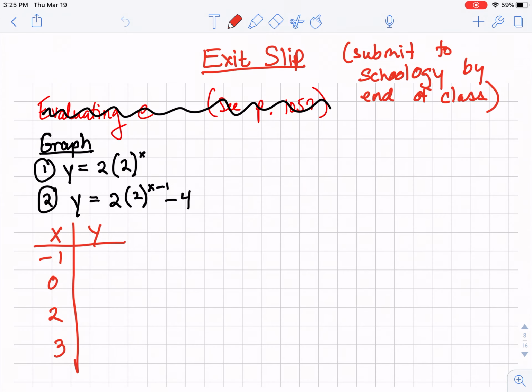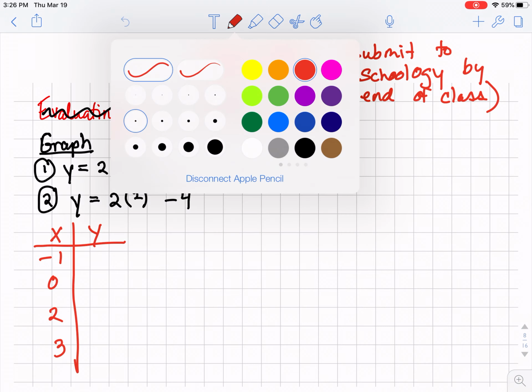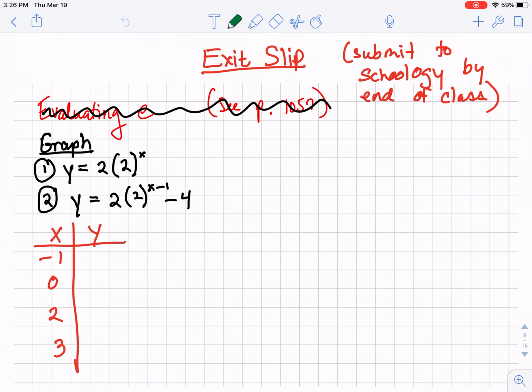Hi guys. All right, so today we're gonna go over that exit slip that I just gave you. Here we go. I kind of got you started on it. I told you to graph y equals 2 times 2 to the 2x, and I gave you an xy chart for it. So let's do this first and see how you did. It looks like people did pretty well on it, a lot of people.